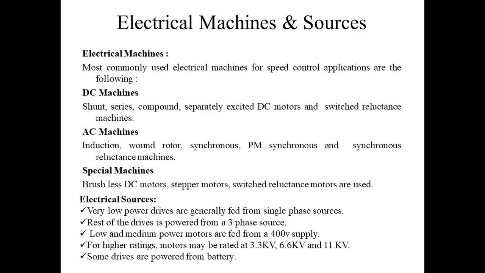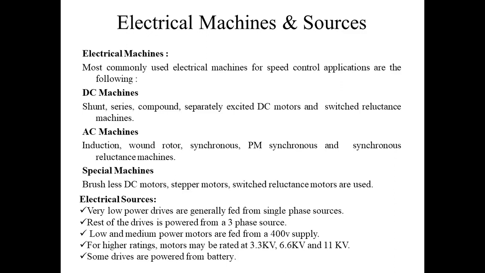If you use a series motor, it is used for high starting torque. Wherever high starting torque is required, we will use a series motor. A compound motor has the application of both shunt and series. That means we can go for constant speed and at the same time high starting torque. What is meant by high starting torque? To pull a heavy load, we need a high starting torque. So the mixture of shunt and series is nothing but a compound motor.